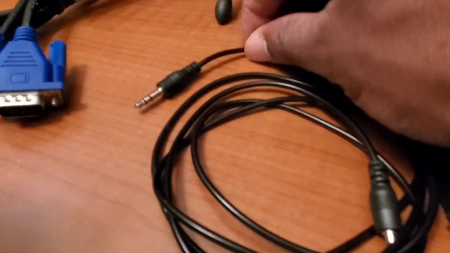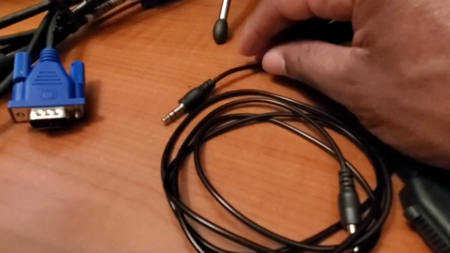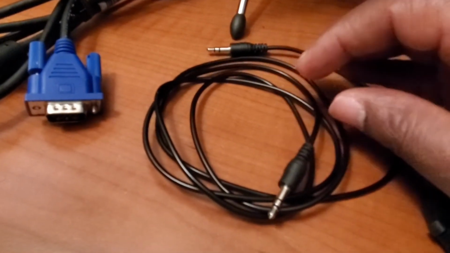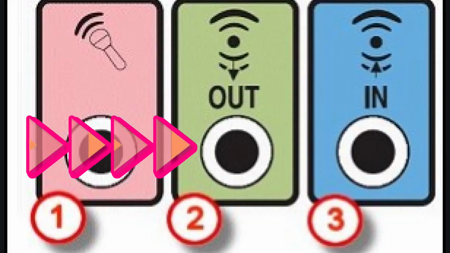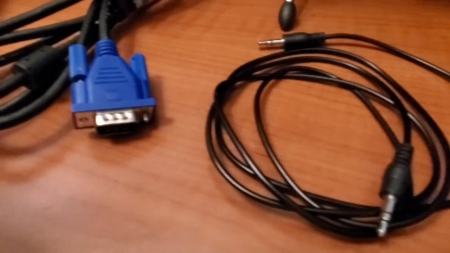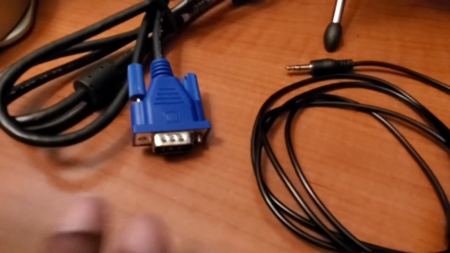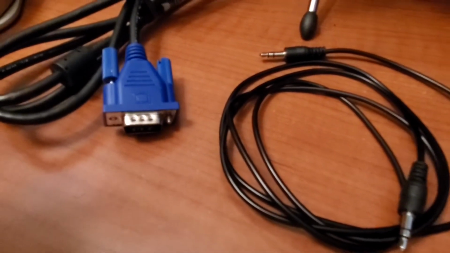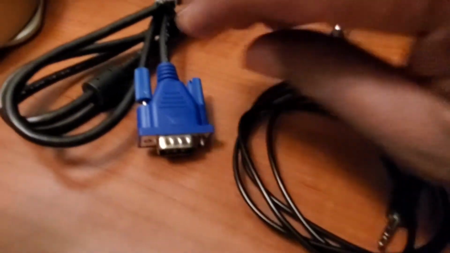Now, VGA cables do not have audio, just video only. So if you want audio, you have to get yourself an audio cable, which is what's shown right here, and that plugs in from the back of your computer to the monitor if the monitor has audio out. So that means that if your monitor has speakers, then you can connect the audio cable to the back of it, and that's how you will get sound from your computer.